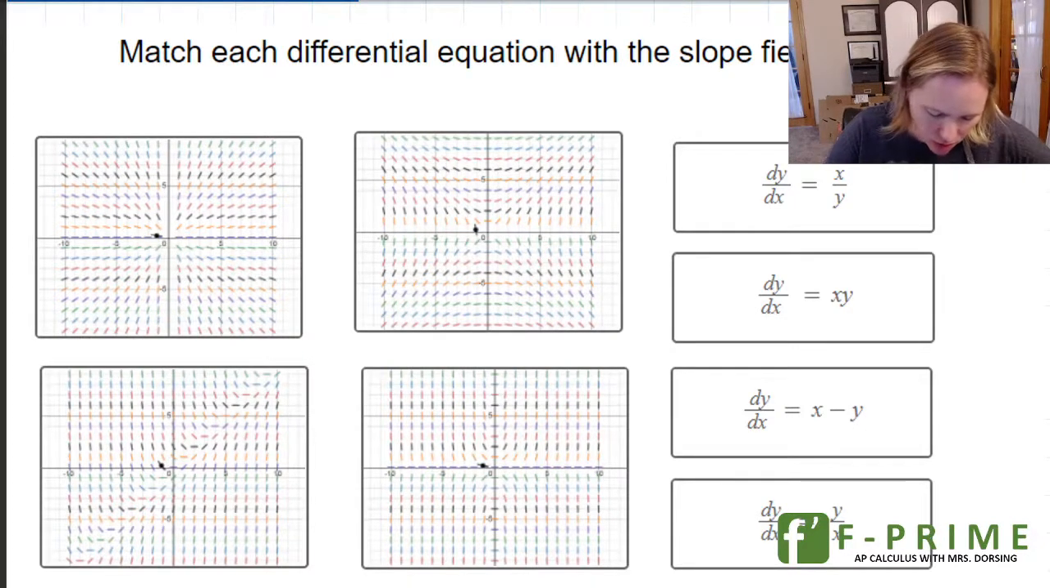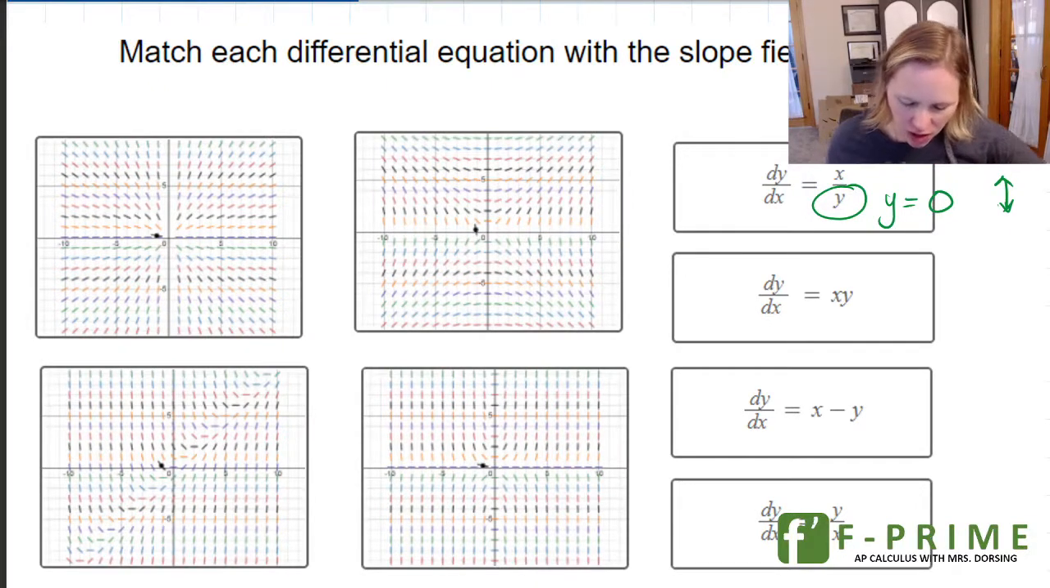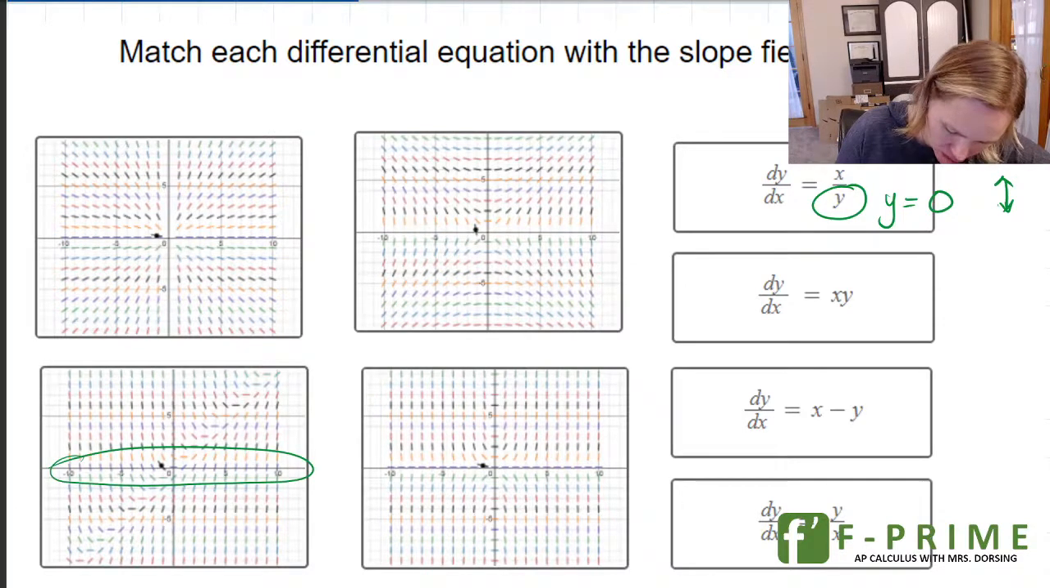If I'm looking at my equations, this dy dx is x over y. We've got x times y, x minus y, and y over x. This one is going to have an undefined slope wherever y equals 0, and what that means is I should have a vertical line. So I'm going to look at my graph, and where y is 0 is right along the x-axis. So I'm going to look for vertical lines along the y-axis. And look right here, vertical lines right along the y-axis.